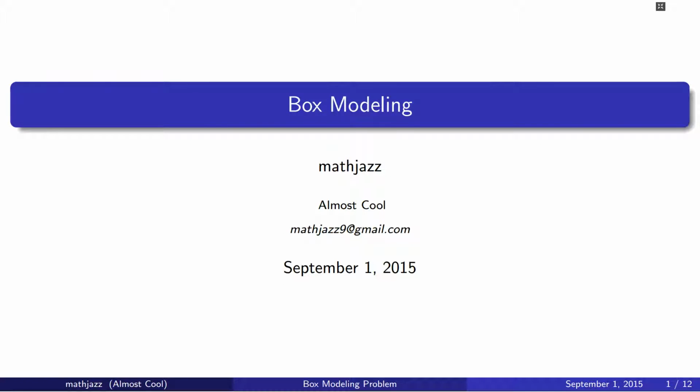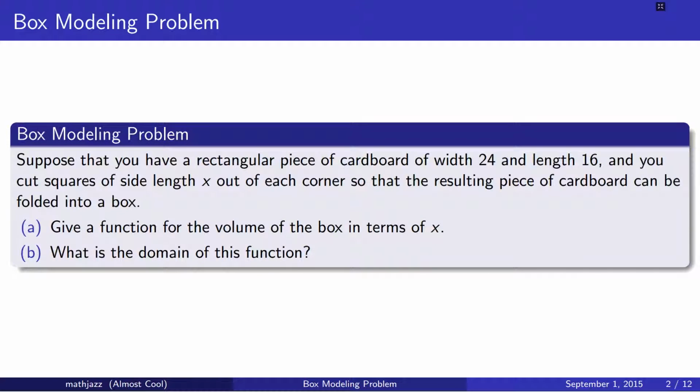I have here a modeling problem for you. Here's the statement. Suppose that you have a rectangular piece of cardboard of width 24 and length 16, and you cut squares of side length x out of each corner so that the resulting piece of cardboard can be folded into a box. A. Give a function for the volume of the box in terms of x. B. What is the domain of this function?